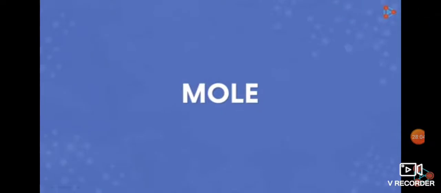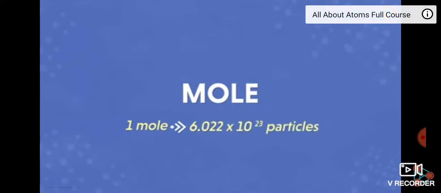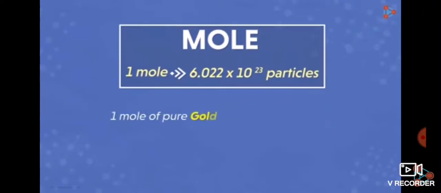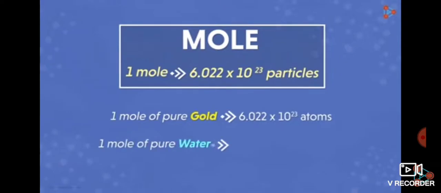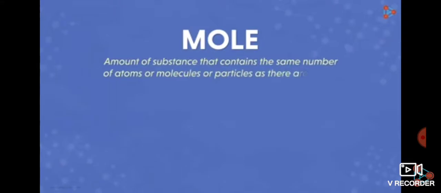In the previous part of the video, we saw that 1 mole of something is nothing but 6.022 times 10 raised to 23 particles. It could be atoms or molecules or anything. If I give you 1 mole of pure gold, then what will the number of atoms in it be equal to? Yes, these many atoms. And 1 mole of pure water will have these many molecules. But what is the scientific definition of a mole? Scientifically, 1 mole is defined as the amount of substance that contains the same number of atoms, molecules or particles as there are atoms in 12 grams of carbon 12.